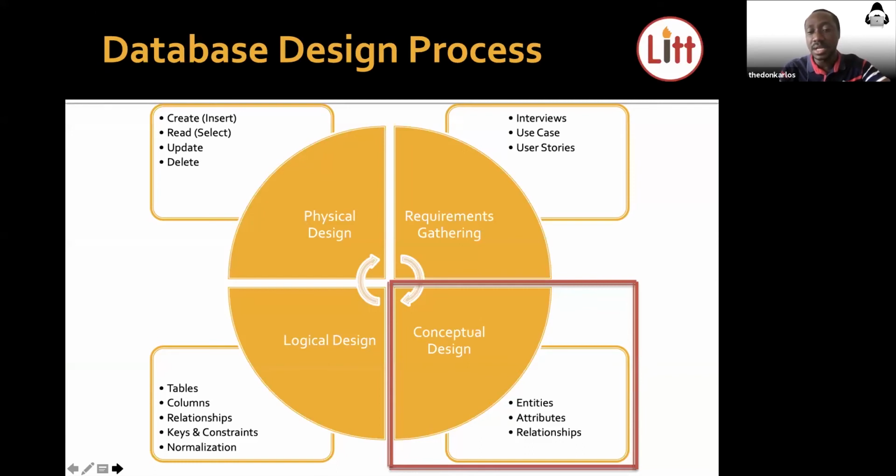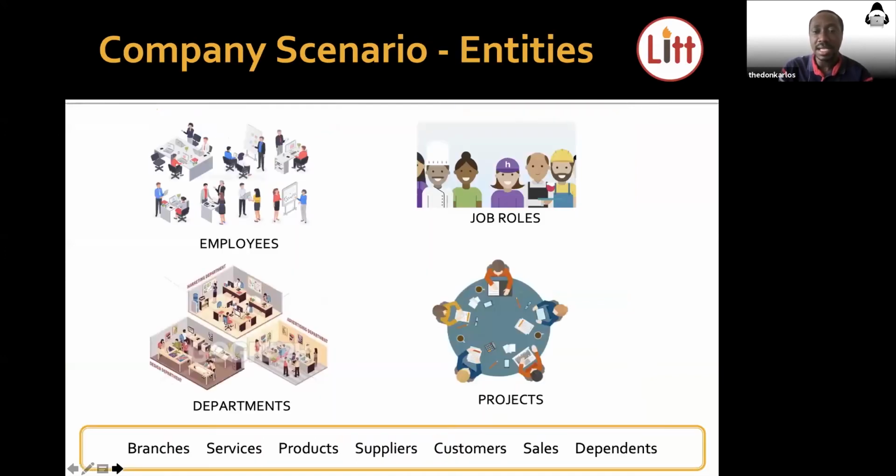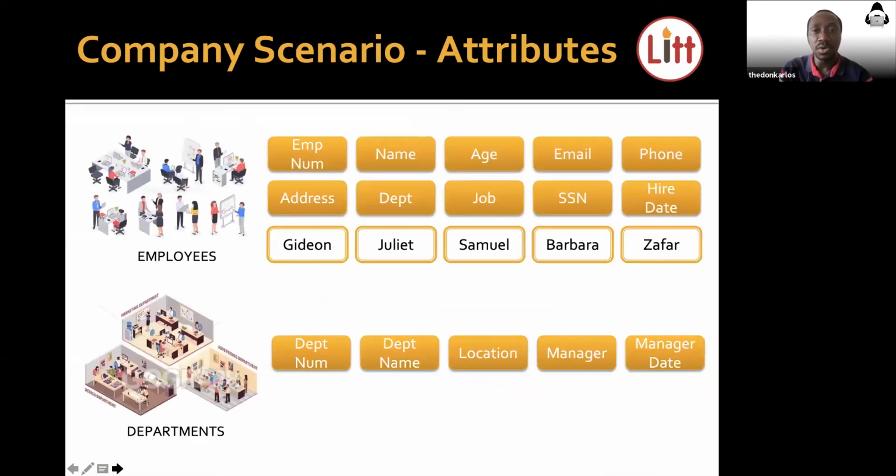We are still at the conceptual design stage where we work with three main components: the entities, the attributes, and the relationships. Last time we took a company scenario, and we were able to identify the entities, quite a number of them, but we wanted to focus on four main entities: the employees, the job roles, the departments, and the projects. But as I said, depending on the kind of organization that you are working for, there could be other entities identified. Then we looked at the attributes that the entities would have, for employees and for departments.